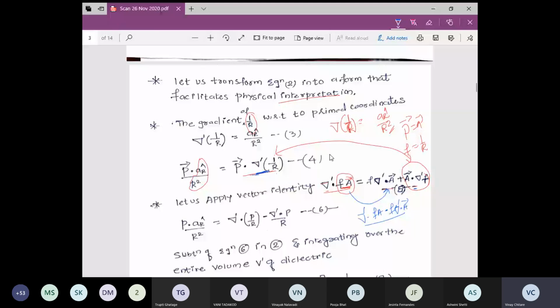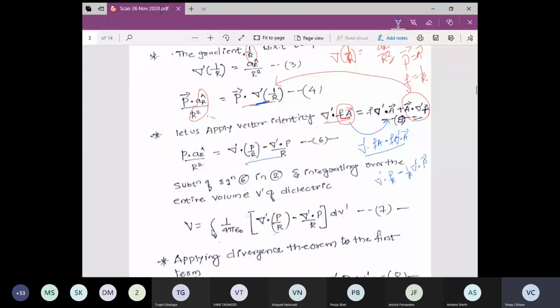Okay, that is this, and this is the same as this one. So I can replace those names, which is 1 by r del dot p, minus 1 by r del dot p. That's what we have written here. So this is the same as this. So what we can write now is p dot a_r by r square as del dot (p by r) minus (del dot p) by r.